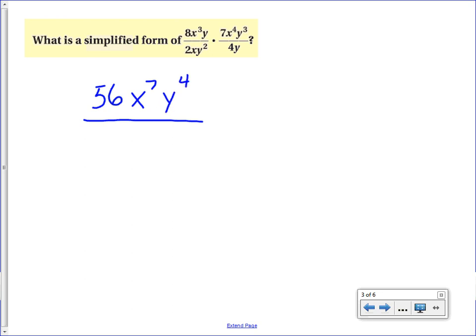Then I hop to the denominator. I have a 2 times a 4, which is 8. Then I have x. He doesn't have anything to combine with, so he just stays there. And then y to the second and a single y becomes y to the third.